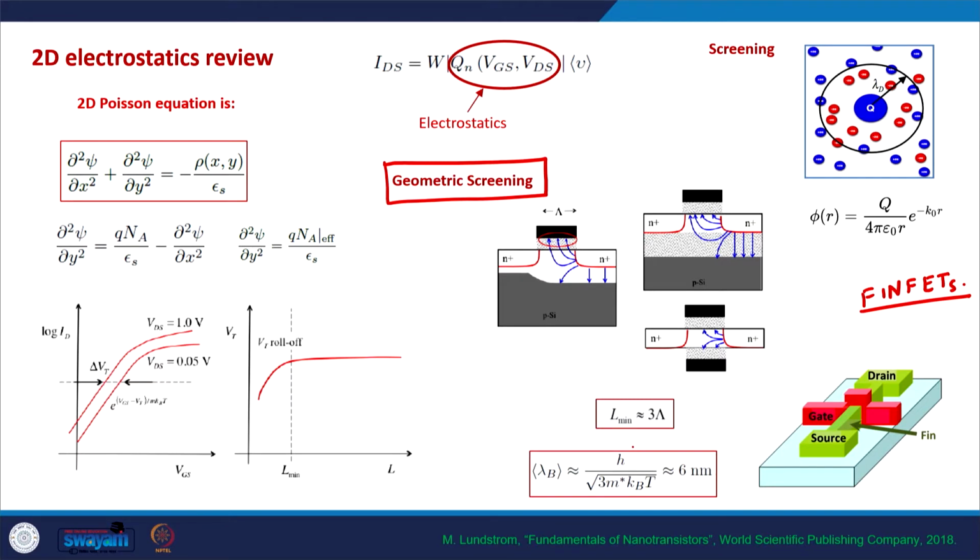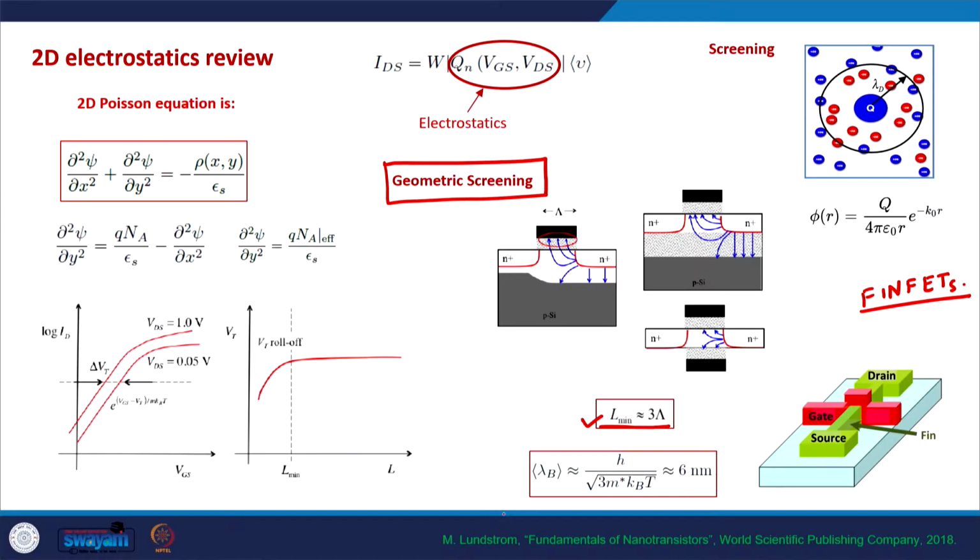And so generally what we try to do is we try to make sure that the channel length is at least thrice the geometric screening length in order to avoid any inconsistency in the threshold voltage arising due to the low channel length.